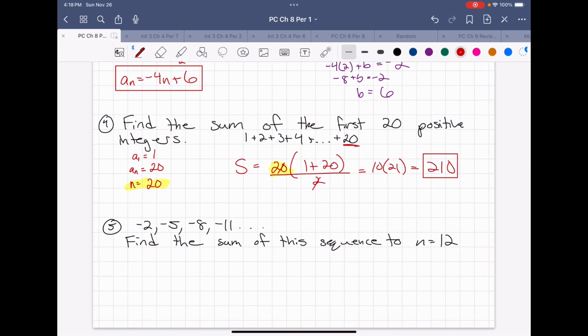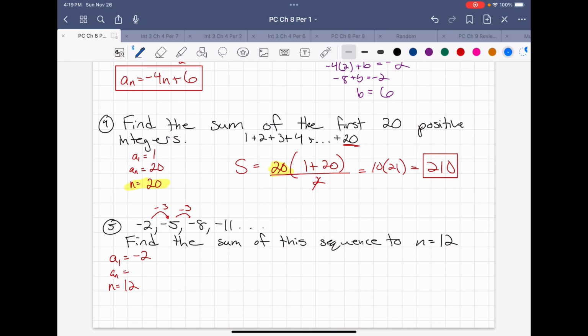There's number 5. Copy number 5 down. Try number 5. Pause the video. Find the sum of this sequence to n equals 12. So if we look at the sequence, minus 3, minus 3, I'm doing sum of an arithmetic sequence, so I know the first term, I need to know the last term, and I need to know how many terms. So the first term is given. It says I'm adding up to the 12th term, but I need to know the last term. I need to know the 12th term.